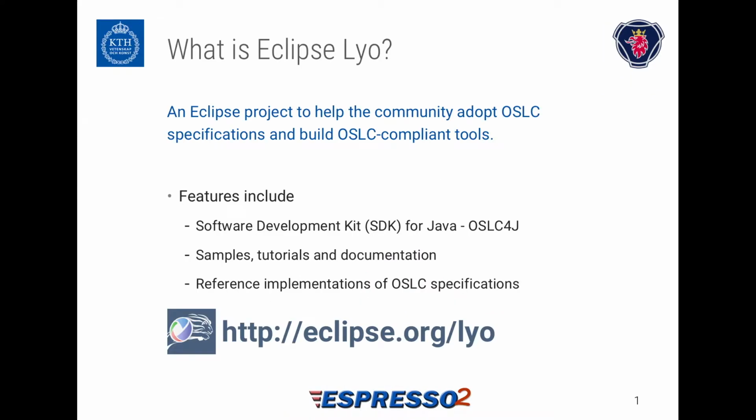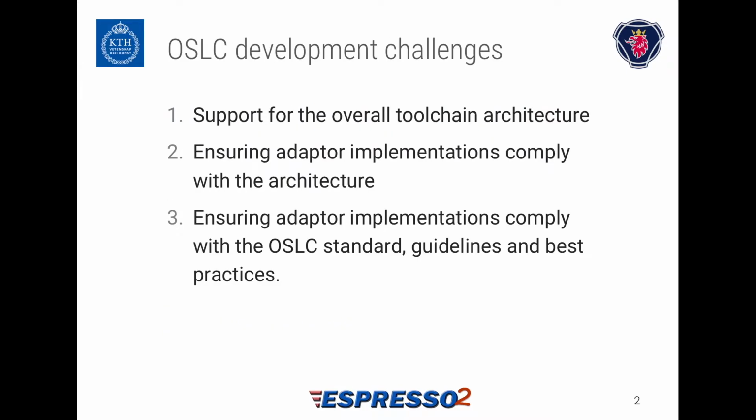What is Eclipse Lyo? Lyo is an Eclipse project aimed at helping the community adopt OSLC specifications and build OSLC-compliant tools. The core feature of Lyo is the software development kit, OSLC4J, that helps accelerate the development of OSLC servers and clients. Lyo also contains sample code, tutorials, documentation, as well as a set of reference implementations of OSLC specifications. Lyo is particularly helpful during the implementation phase of an OSLC adapter.